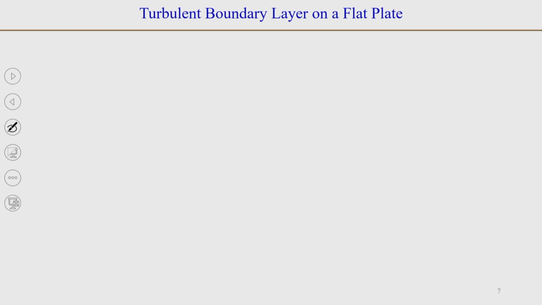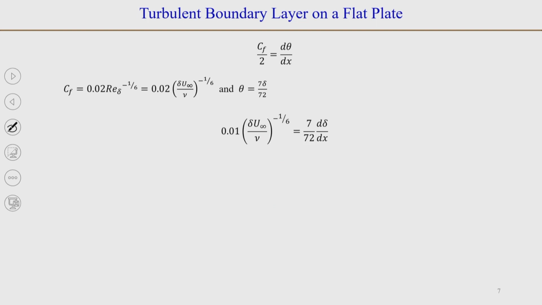So, now we have Cf in terms of delta, we have theta in terms of delta, we can substitute both. When we substitute in this, then this Cf by 2 will become simply 0.01 Re_delta raised to the power minus 1 by 6, or we can write Re_delta in the expanded form, where we have delta explicitly, u infinity and nu are constant. This is equal to 7 by 72 d theta by dx. So, this will be d delta by dx.